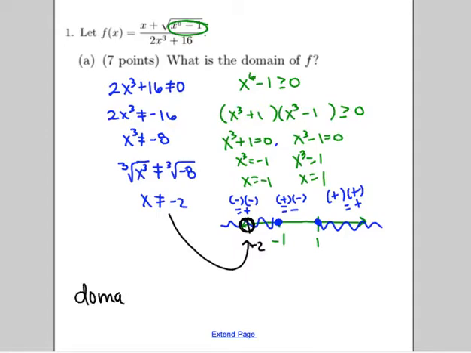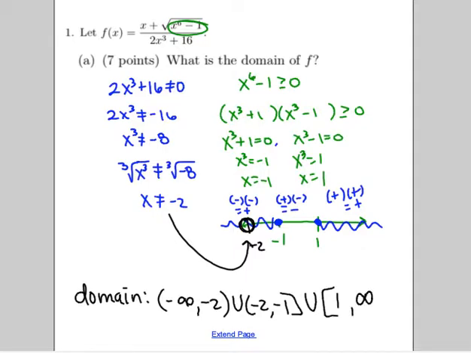Interval notation, you guys. It would be -infinity to -2, parenthesis, because it can't be -2, union, -2 to -1, bracket, because it can be -1, union, bracket 1 to infinity. Questions on A?